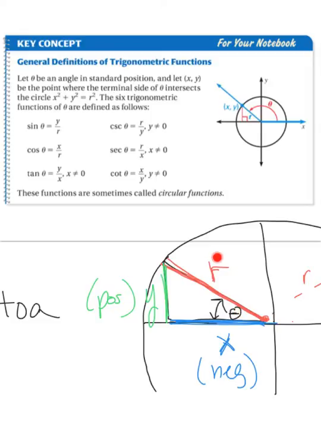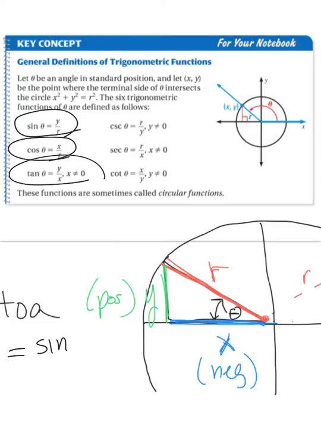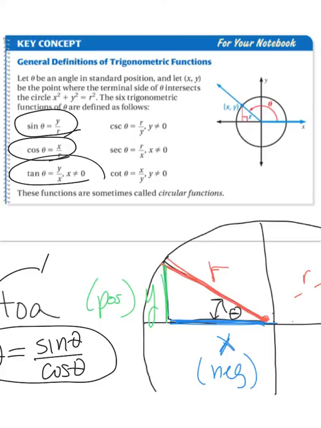Cosine theta is x over radius. Tangent theta is opposite over adjacent, y over x. Okay, x can't be 0. Circular functions here, what I've always remembered is sine is y, cosine is x, tangent is y over x. That also means that tangent I can calculate by doing sine over cosine. Okay, it's a good thing to remember. So sine equals y, cosine equals x, tangent equals y over x. And then the inverse.